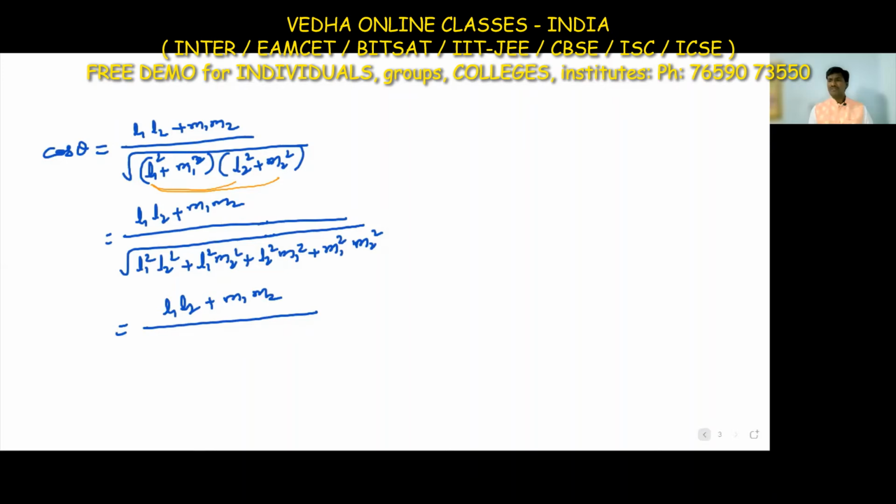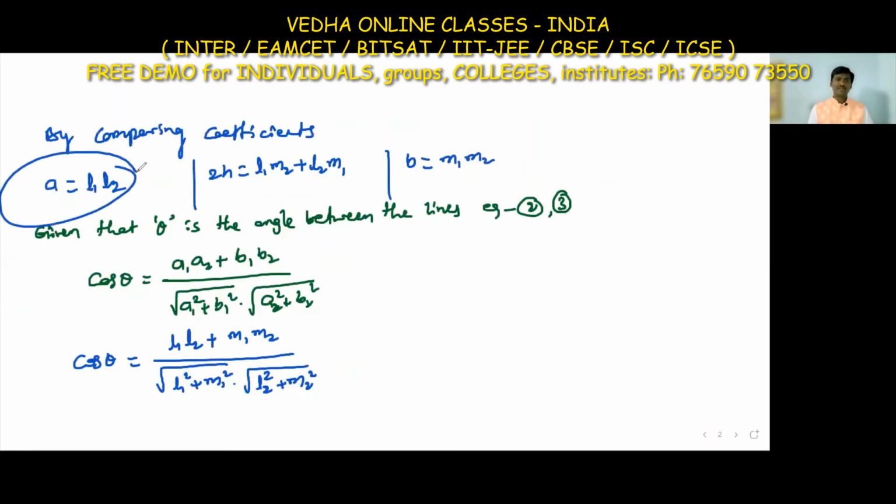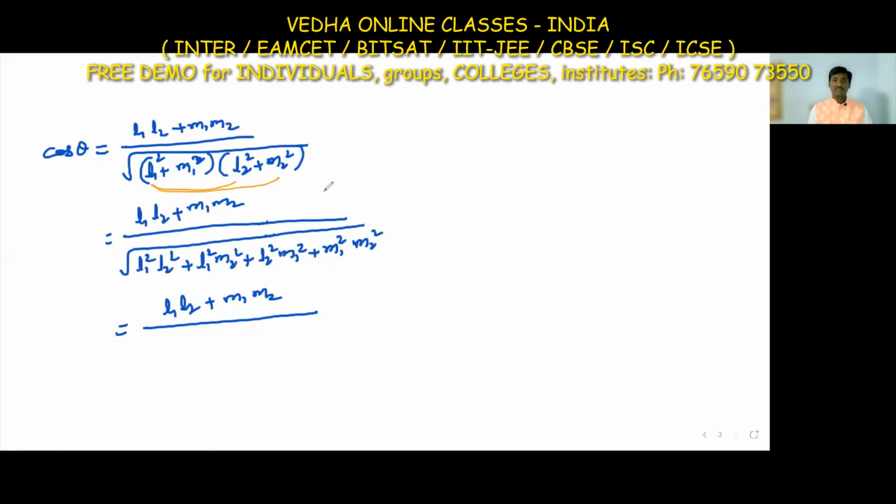Okay, so here what we want, just to check the question here, is A minus B whole square. What is A and what is B? Here A is L1 L2, B is M1 M2. Where we have L1 L2 and M1 M2, write these two terms together, and the remaining terms separately.